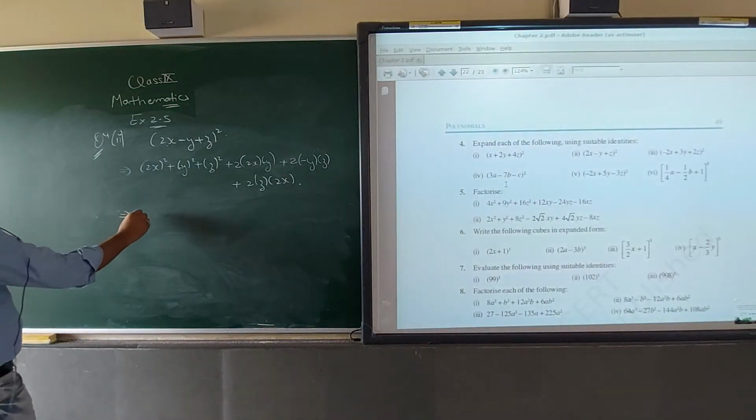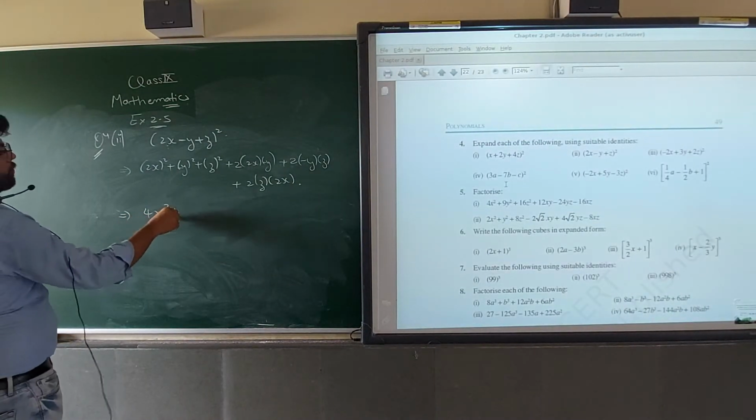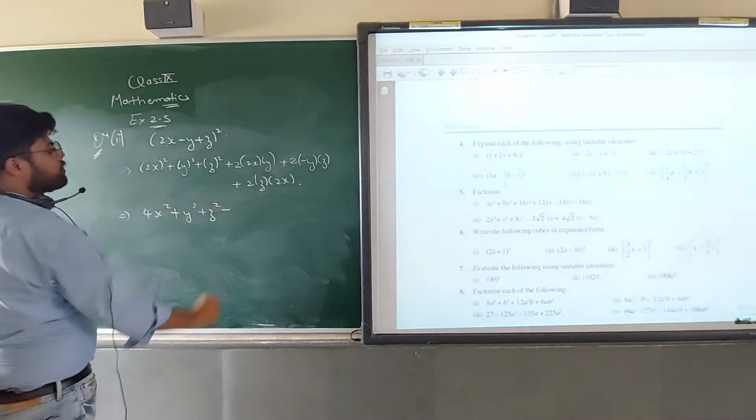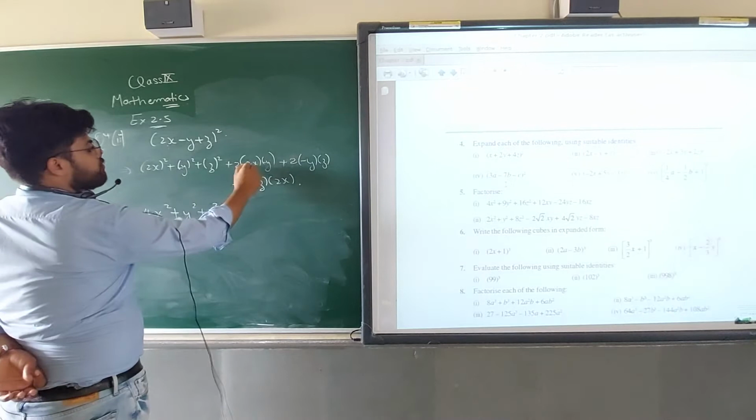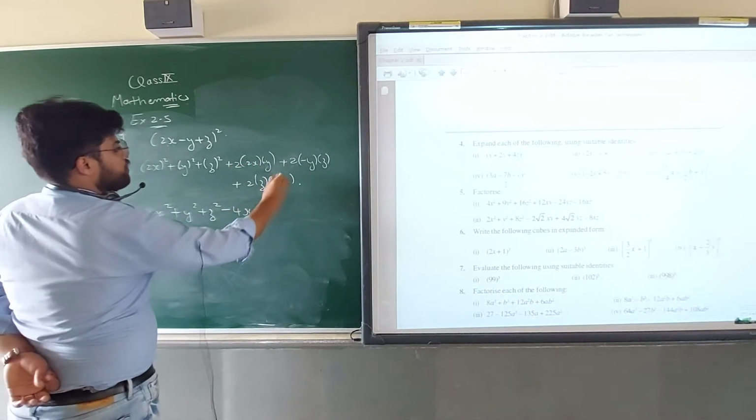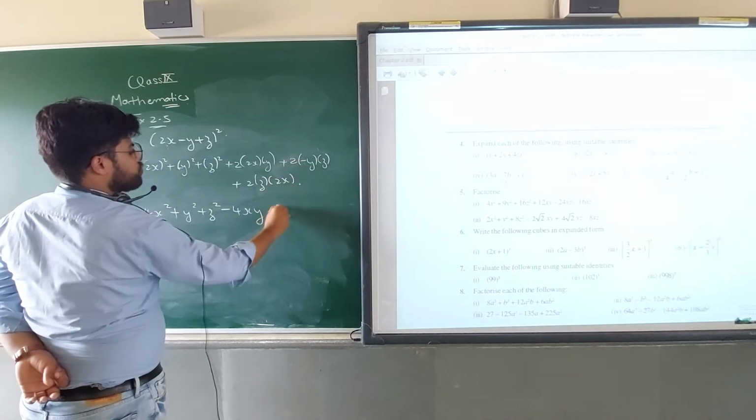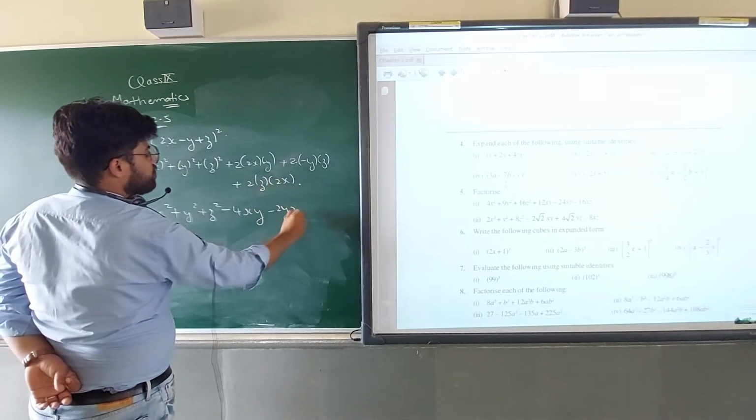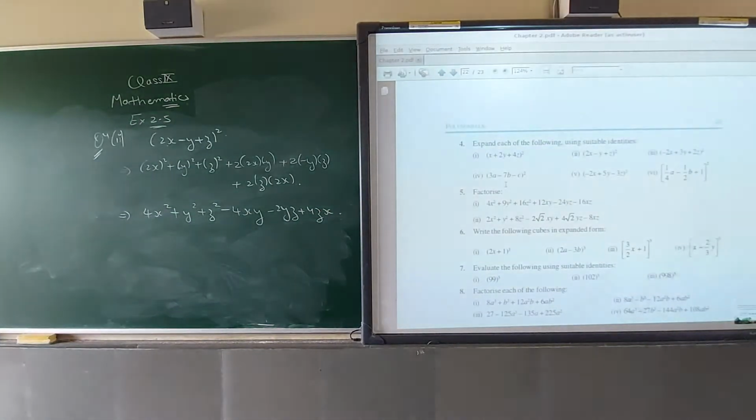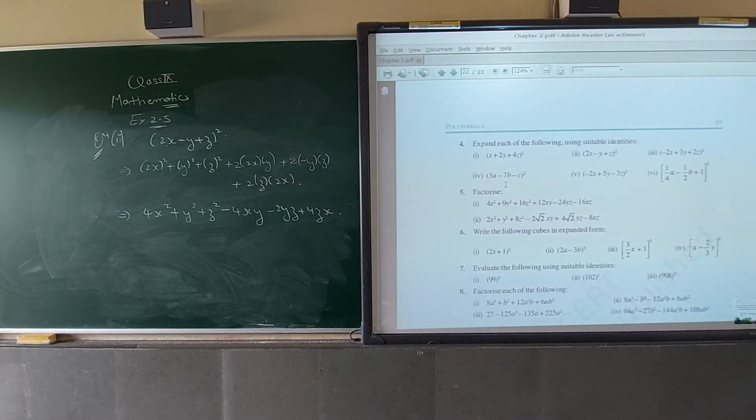Now the square of 2x is 4x square, plus the square of minus y is y square, plus z square. Now listen, plus minus will be multiplied, that minus 2 into 2 is 4xy, plus minus will be minus 2yz. Now plus plus will be 4zx. This will be the answer. Now third part is as it is. Third, fourth, fifth, all are like that only. Simply put those values and you will get the answer.